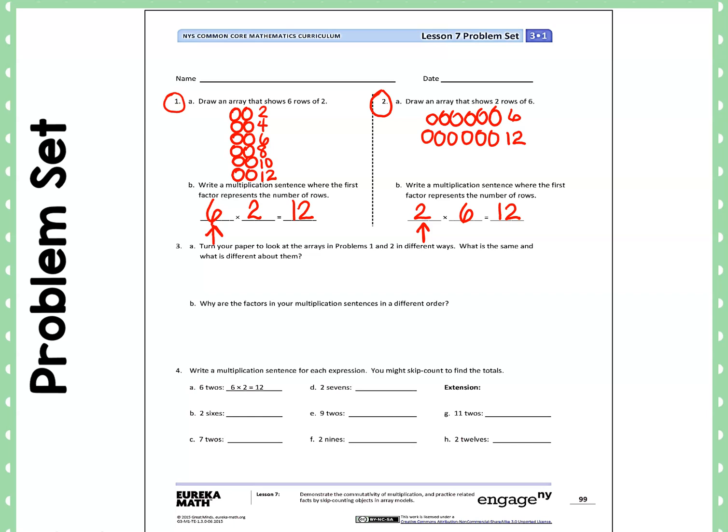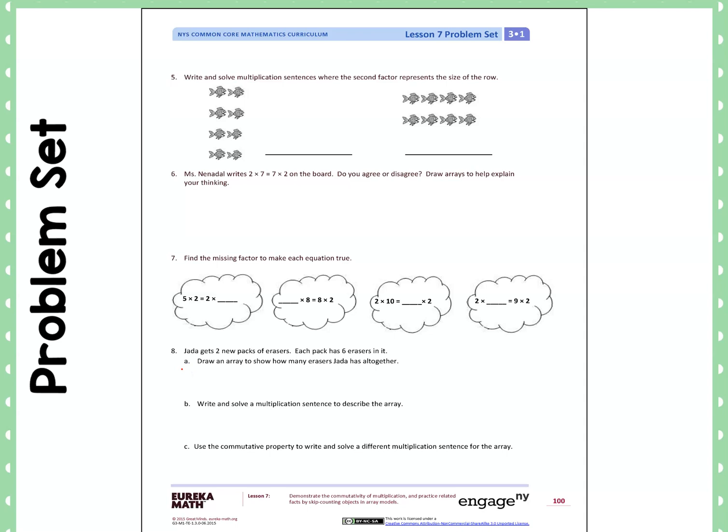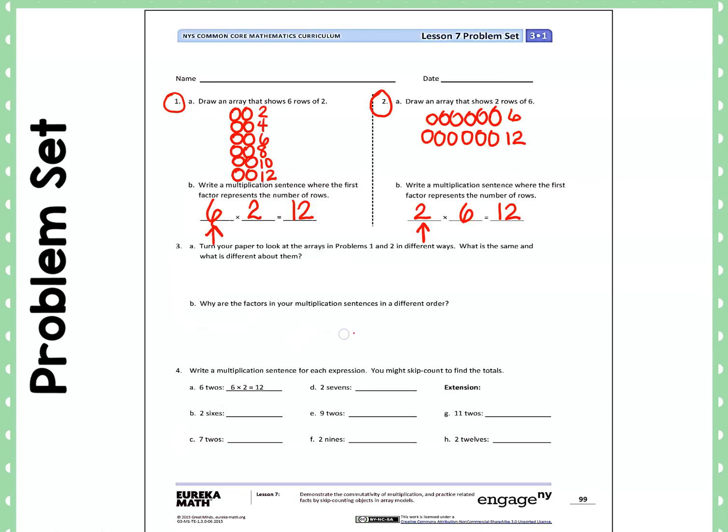All right, everybody, so this is part 2 of our math lesson for this morning. So we just got done doing number 1 and number 2. So now you're going to move on to number 4. So let's look at the directions for number 4.